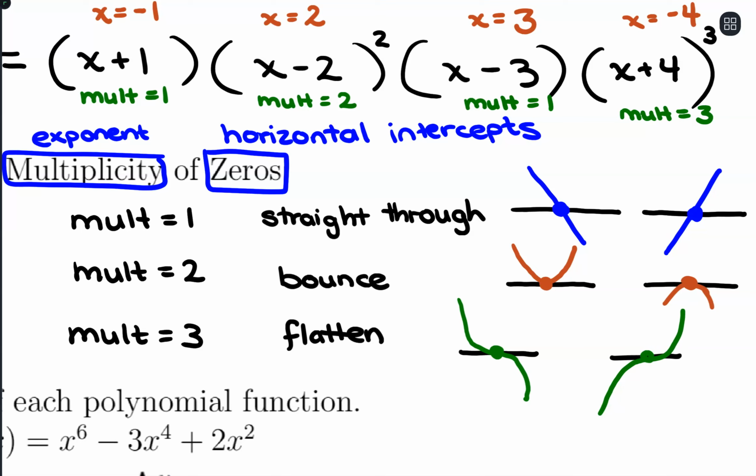So the zero itself, like x = -1, 2, 3, and -4, tells us where to plot our point on the x-axis. But then that multiplicity, that exponent, tells us how the graph behaves at that point. So are we going straight through, bouncing, or flattening across?